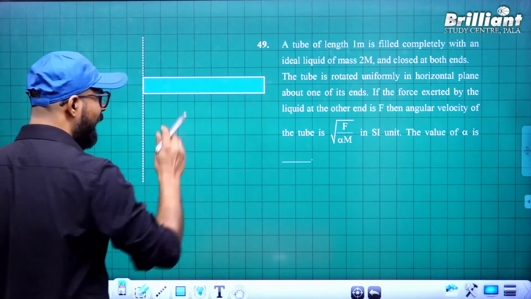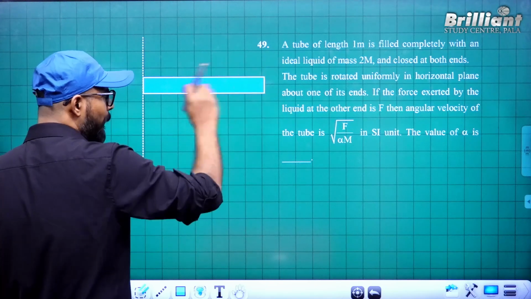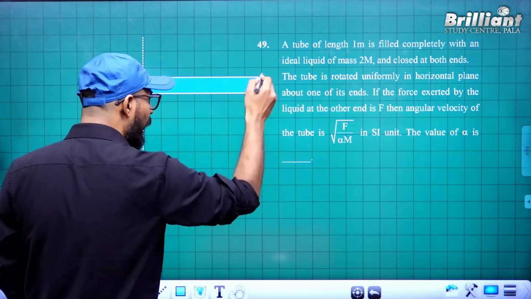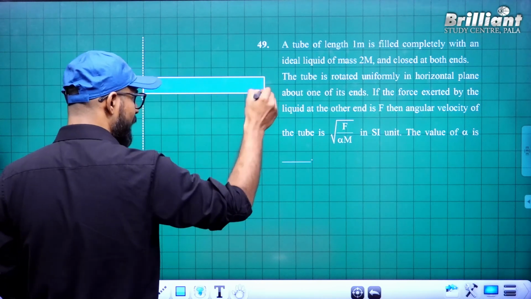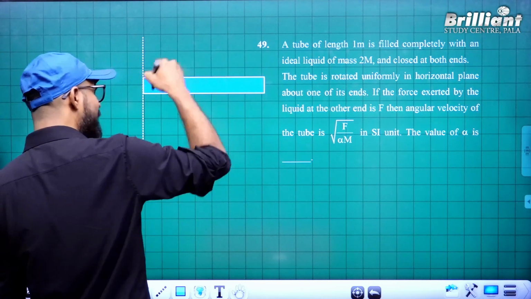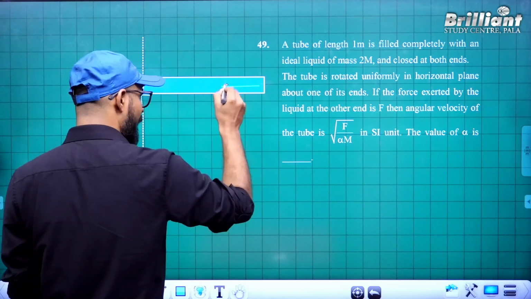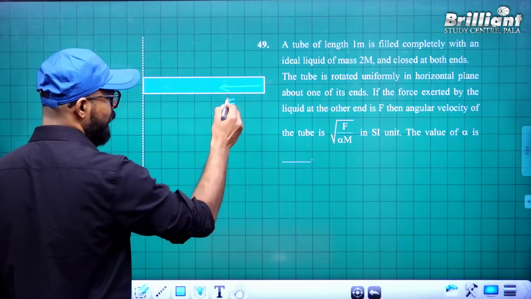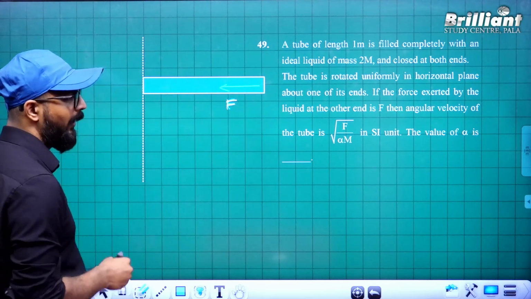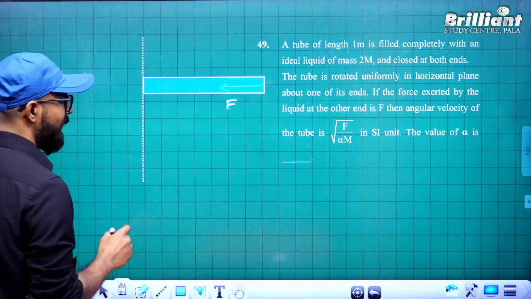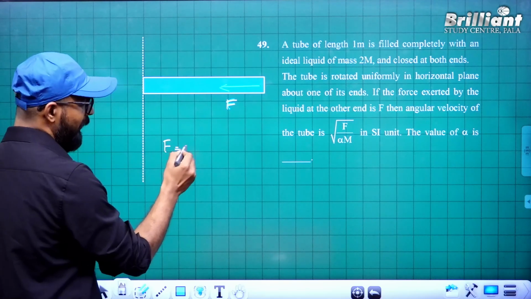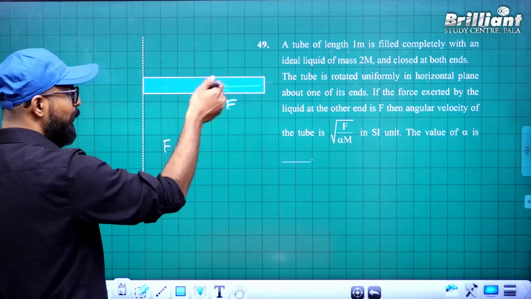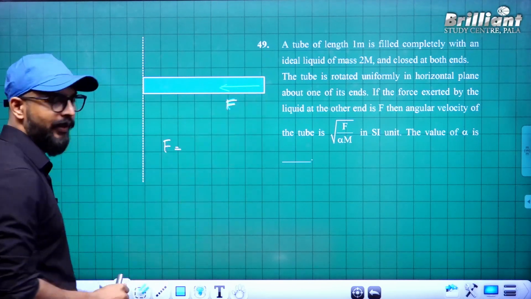Don't you think the liquid is trying, if this was open, the liquid would be flowing out. So what is preventing it? This wall. The liquid exerts a force on the wall, the wall exerts a force back, and that force will be in this direction. And how much is that force? That force is enough to give the centripetal force for that entire liquid.